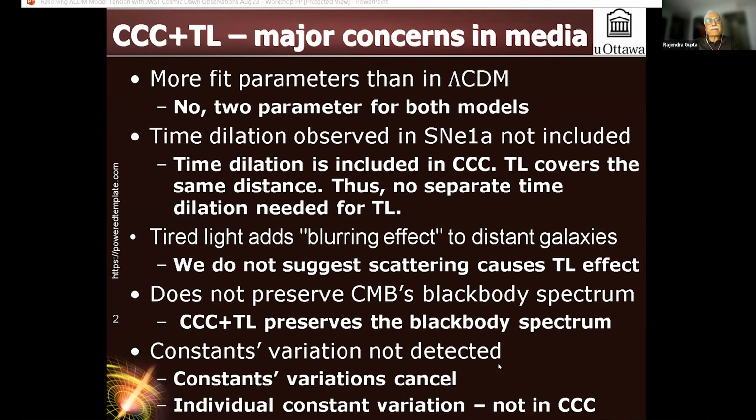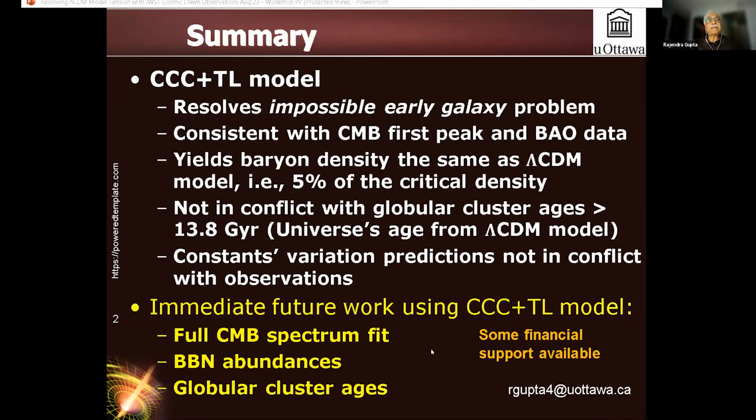And that's about it. In summary, I can just say we resolve the impossible early galaxy problem, consistent with the CMB first peak and BAO data. It yields baryon density the same as the lambda CDM model, that is about 5% of the critical density, not in conflict with globular cluster ages, 13.8 gigayears, which is sometimes in conflict with constant variation prediction, not in conflict with observation. So the immediate future work we are planning is CMB spectrum fit, BBN abundance, and globular cluster age.